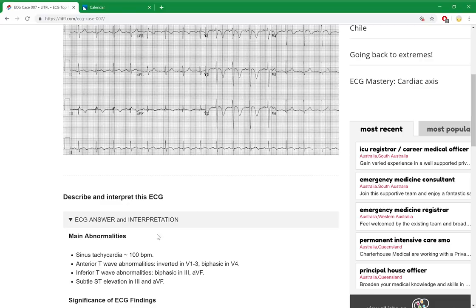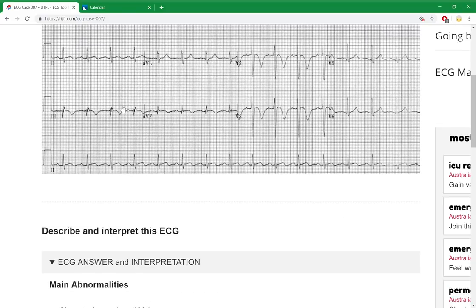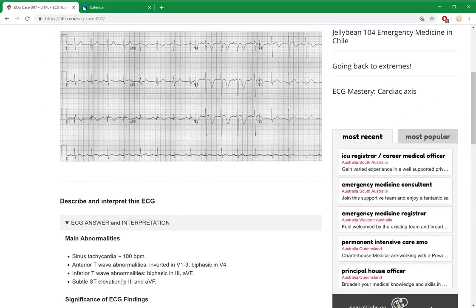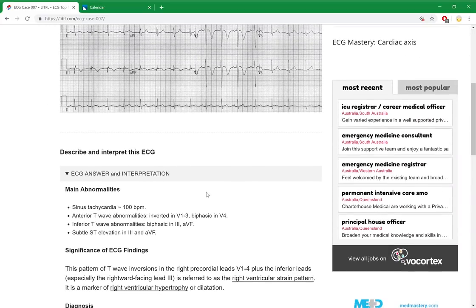Inferior T-wave abnormalities. So remember, right side of the heart's over here. And this inferior portion is kind of like the lower right side of the heart. We have T-wave inversions in 3 and AVF. They're subtle, but they're there. And then some subtle ST elevation in 3 and AVF. So why is this important?